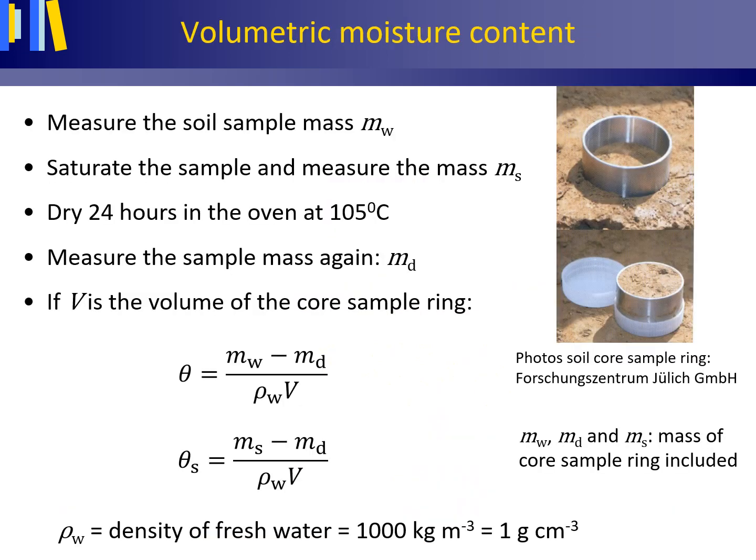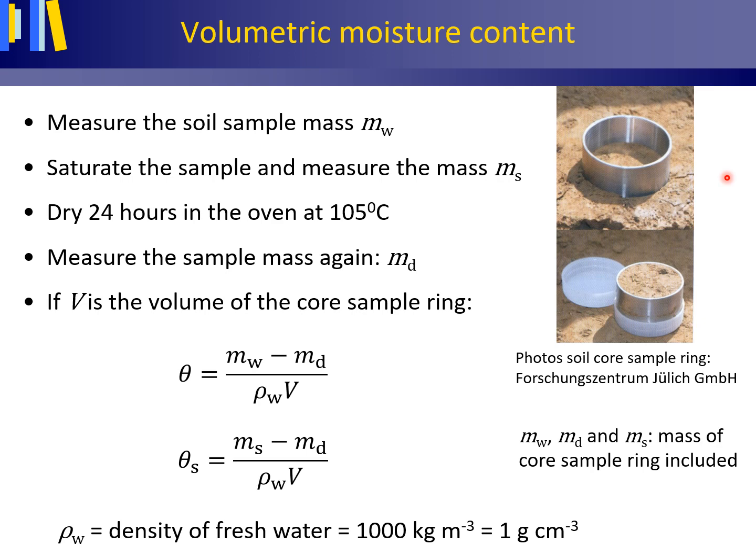The volumetric moisture content theta is the fraction of the volume of moisture or water over the total soil volume, usually in cubic centimeter per cubic centimeter, thus dimensionless between 0 and 1, or as a percentage between 0 and 100%. The volumetric moisture content is usually determined from a stainless steel core sample ring or Kopecky ring as shown in these two photos. Collecting a good sample is an art in itself, which can best be explained in the field.